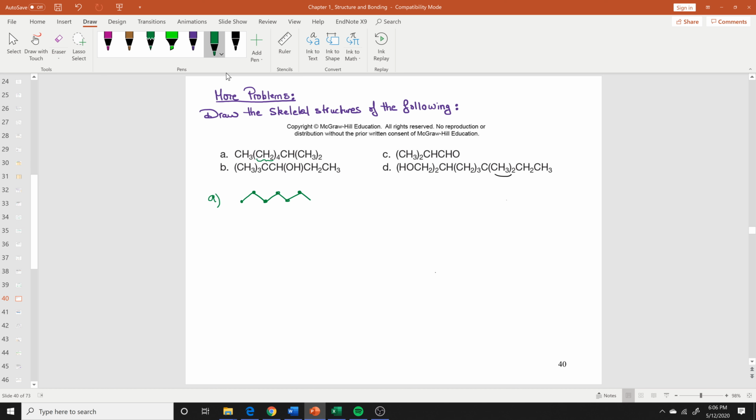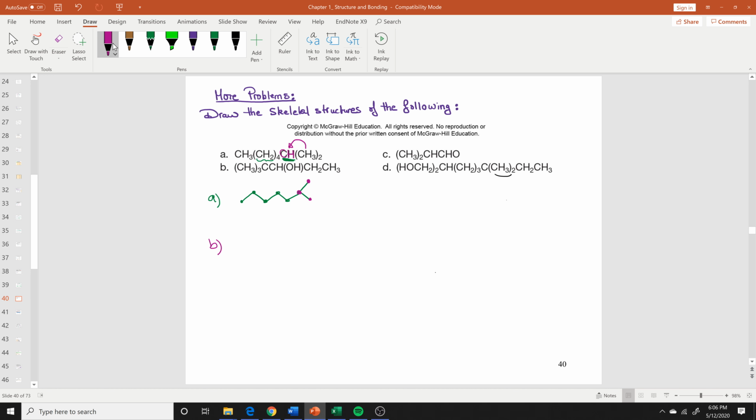On the CH, what do I have? I have 2 CH3s. This is one CH3. This is another CH3. So I have a branch on the CH. This guy over here, this is my CH. On the CH, I have a branch coming off. This is the methine carbon. So I am having here 2 CH3s, a carbon here and a carbon there. This is the skeletal form for A.